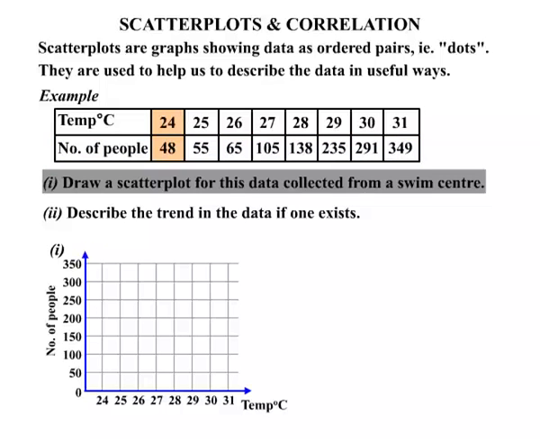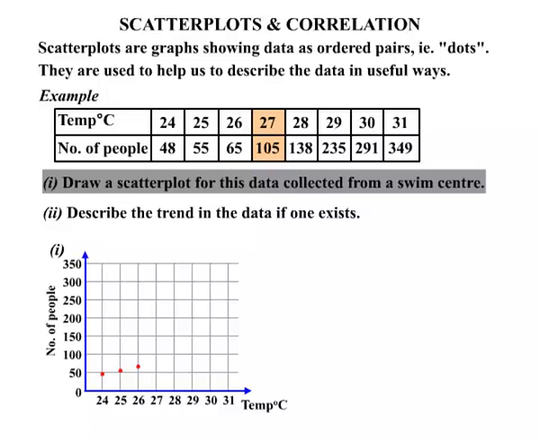Now, looking at each of these as a separate dot. When the temperature is 24, there are 48 people attending. So we mark that in, 24 across and 48 up. Our next point, 25 and 55. That's 25 across and 55 up. Now when the temperature is 26, there are 65 people. So 26 across and 65 up.